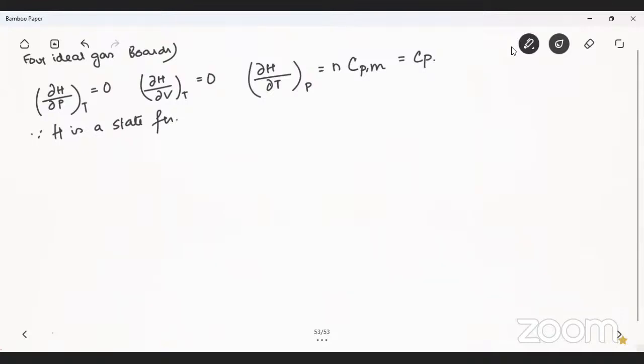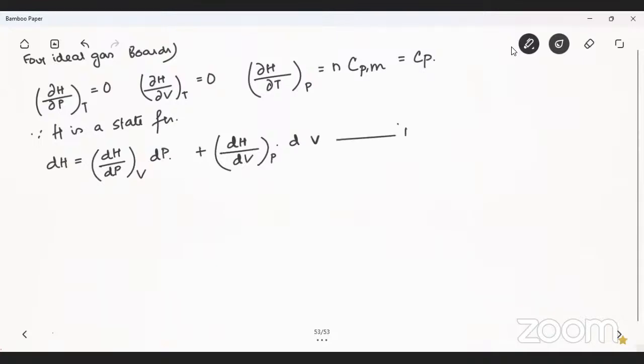Now, dH, differentiation. dH by dP at a constant volume into dP, plus dH by dV at a constant pressure into dV. This is marked as equation 1.